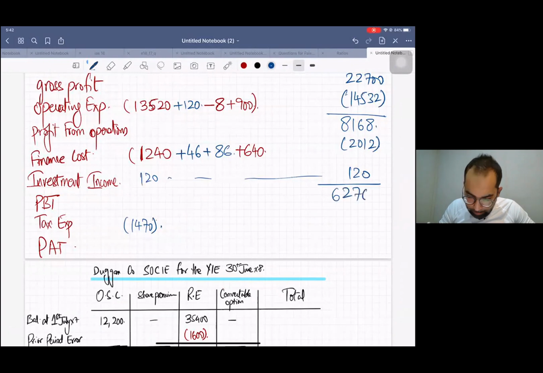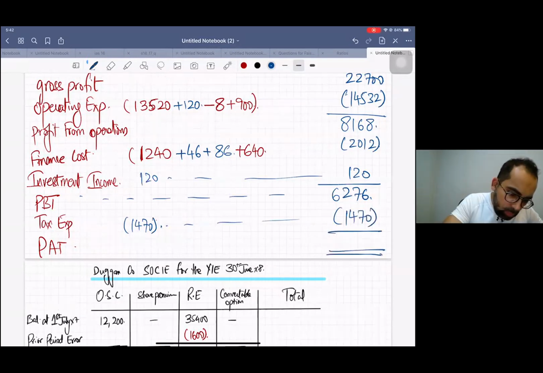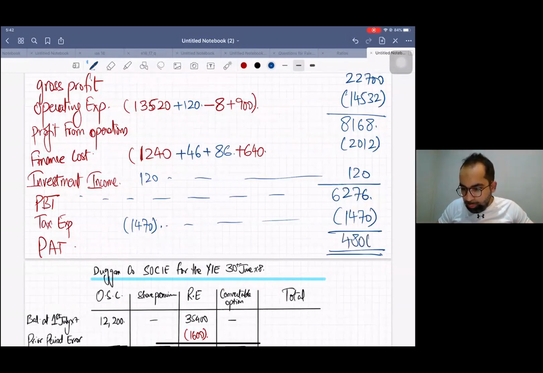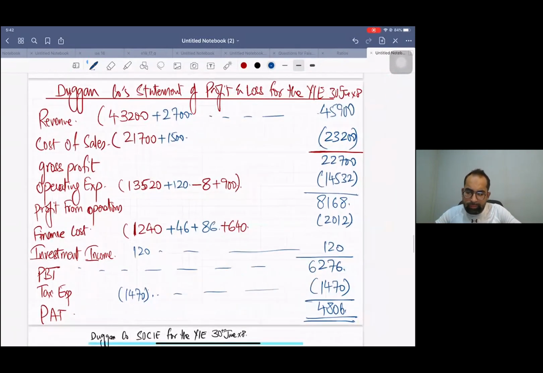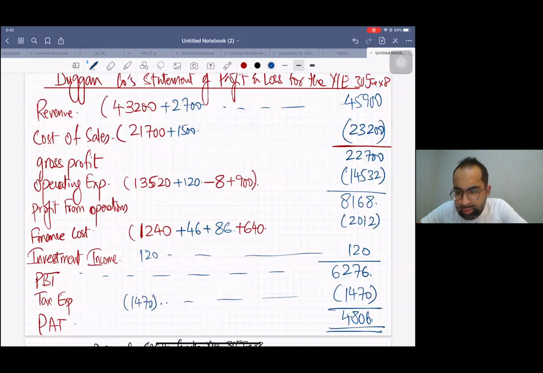6276. Okay, this is your PBT, and then you have tax of 14. What's your PAT? Okay, so very easy. These workings are not difficult. You have the income statement and profit is 4806. I hope you got it. This is not a big deal, just number crunching.